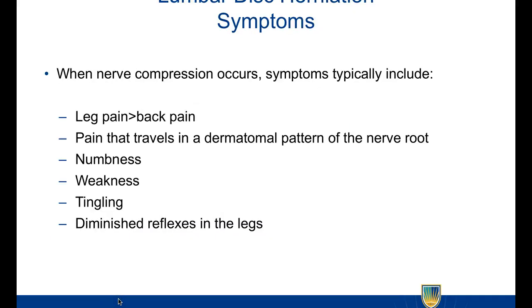So, moving on to lumbar disc herniation symptoms. When nerve compression occurs, symptoms typically include the following. Leg pain is more than back pain. Pain that radiates or travels in a dermatomal pattern of the nerve root that is compressed. L1 to L3 produces radiation of pain to the hip and/or anterior thigh. Numbness, weakness, tingling, and diminished reflexes in the legs.